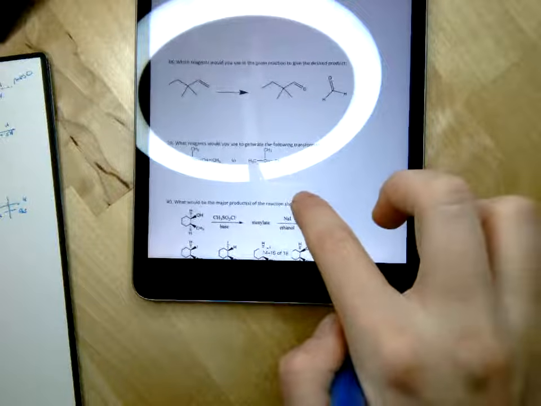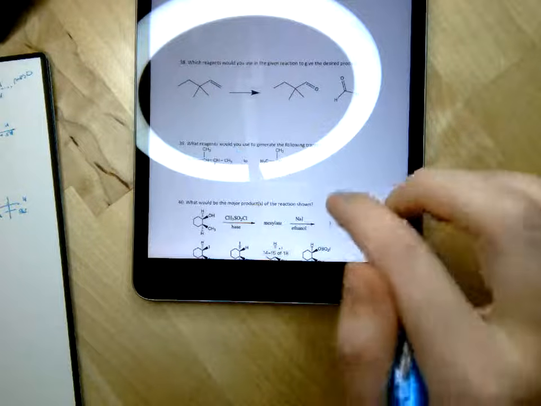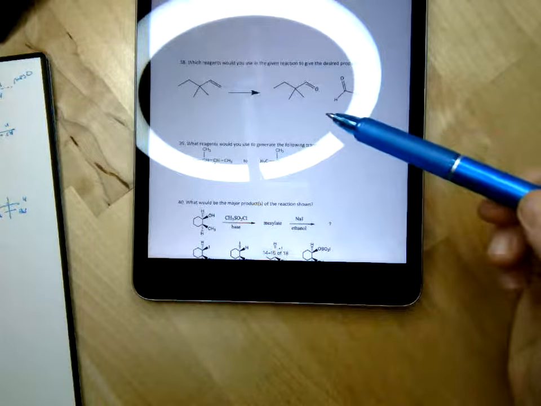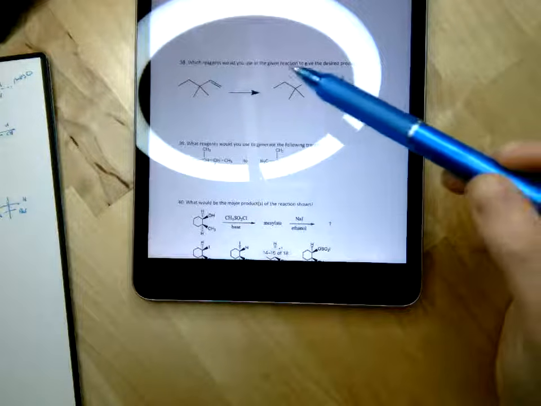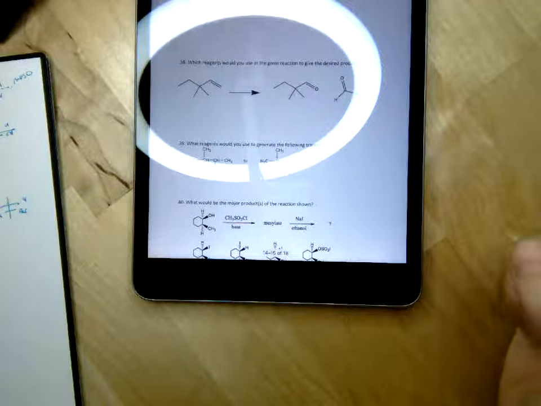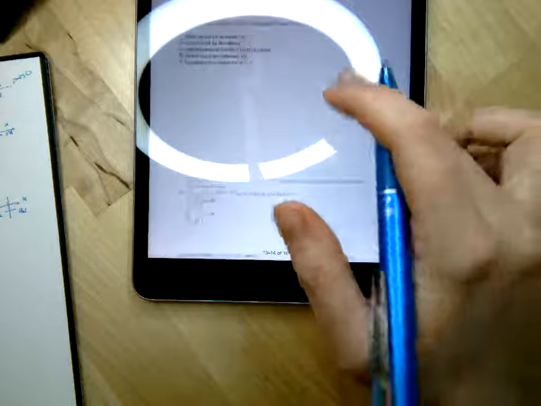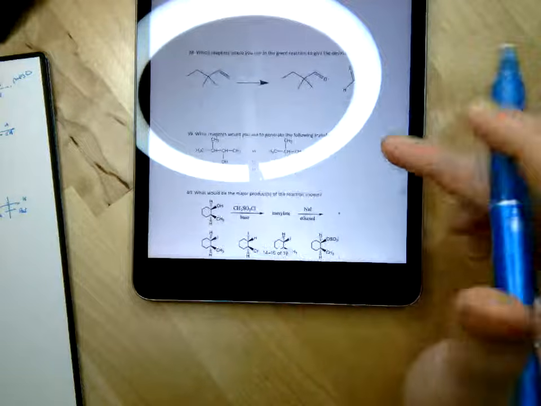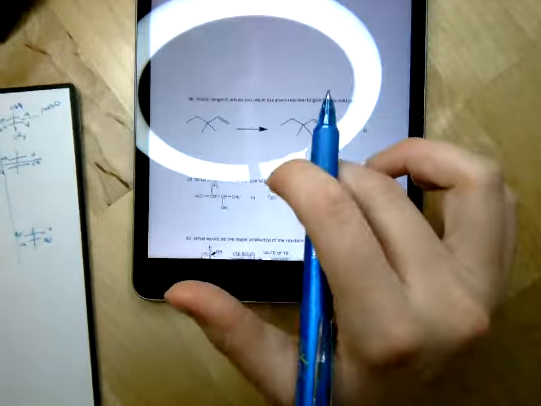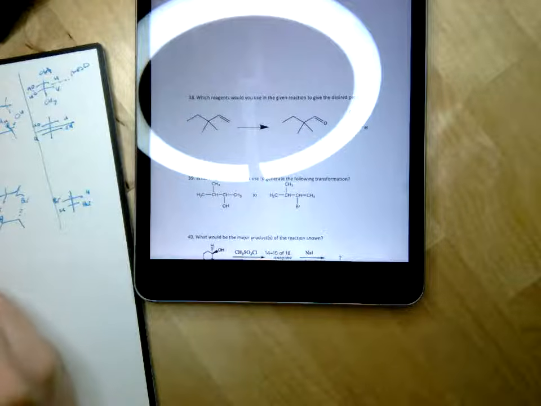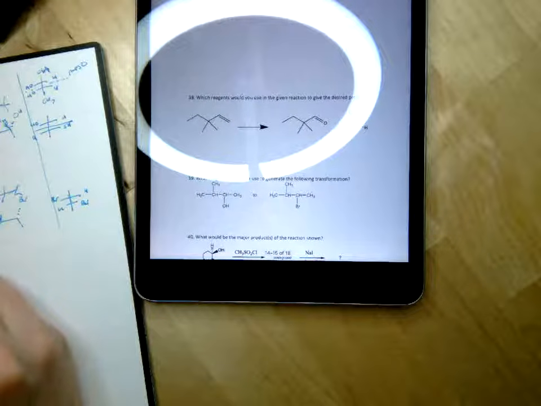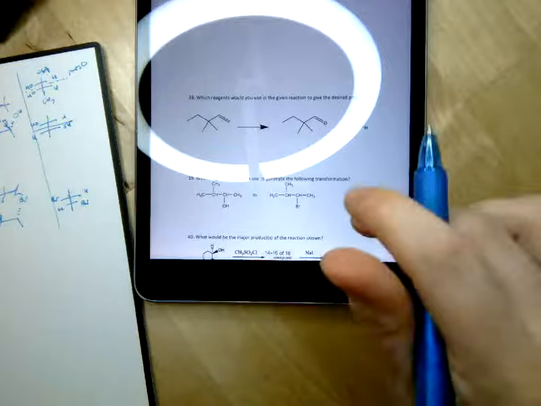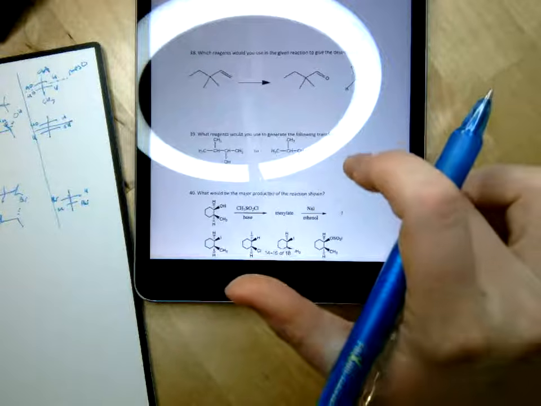Okay, which reagents would you use in the given reaction to get the desired products? My ring light's kind of reflecting weird, but actually this looks very familiar to the one we had before. It looks like a double bond split right here, and one side made a formaldehyde and one side made an aldehyde. So if you did what I encourage you to do up here and predicted what all the products would give you, then you'd have the answer to number 38, which would be ozone. So O3, and then you can have dimethyl sulfide or something like that as your solvent. I just am looking for you to know that it's ozone.